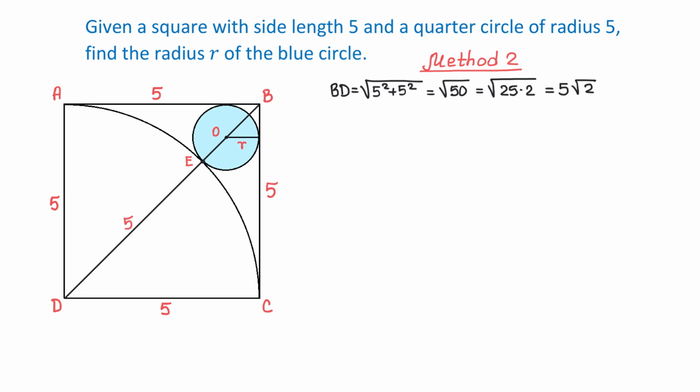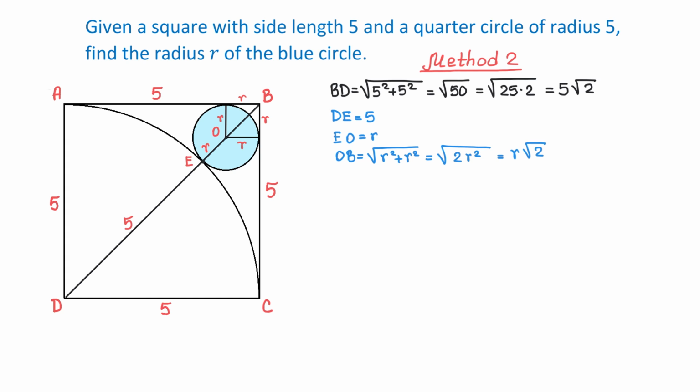DE is equal to 5 and EO is equal to R. So we will write that DE equals 5 and EO equals R. And now to find OB, we will form a square with side R. Then according to the Pythagorean Theorem, OB equals square root of R squared plus R squared, which equals square root of 2R squared, and because square root of R squared is R, the result will be R square root of 2.